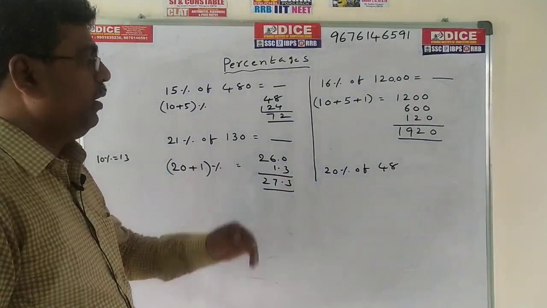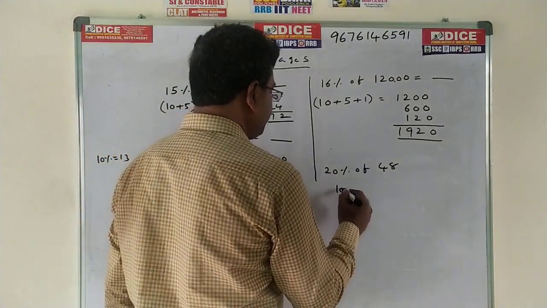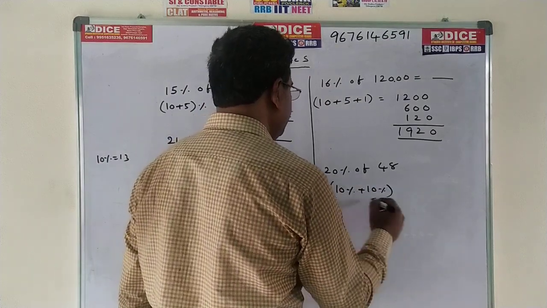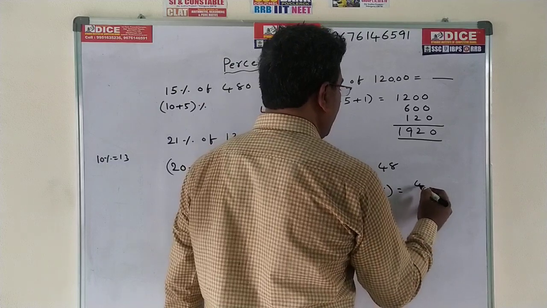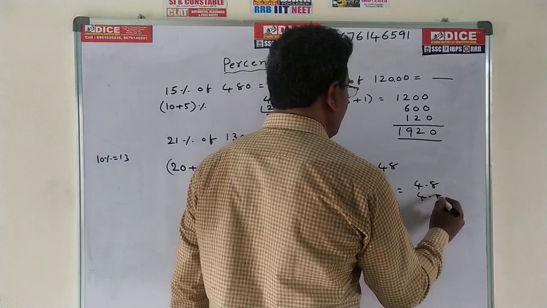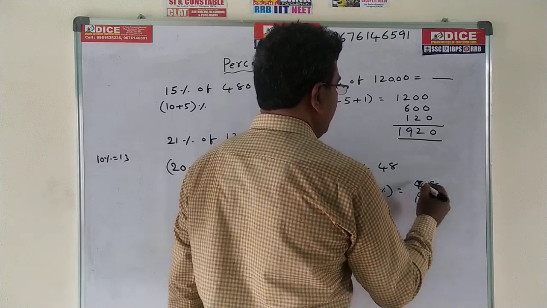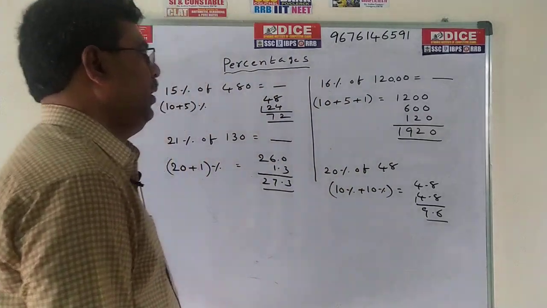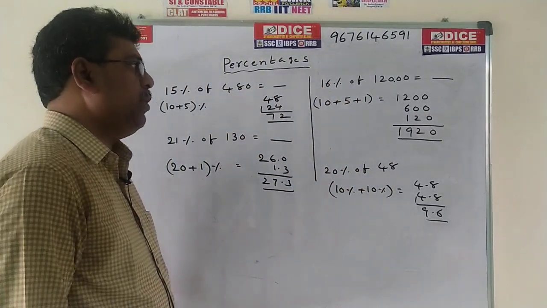The last one, 20% of 48. I am writing 20% as 10% plus 10%. This is equal to 10% of this 48, which means 4.8, and once again 4.8. 8 plus 8, 16, 1 is there. 4 plus 4, 8. 9.6 is the answer. 10% plus 10%, 4.8 plus 4.8, the value becomes 9.6.